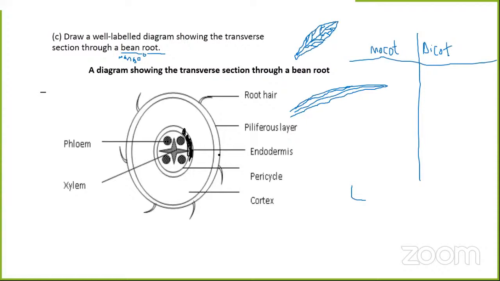Yes, so teacher, you're saying that we have to study it. You have to study the roots. Yes, it is even there in what we call the syllabus. It is there that you must learn it. Okay, teacher.